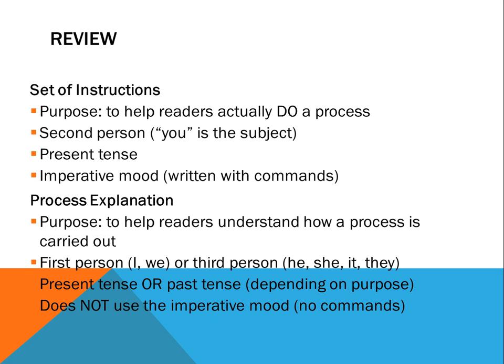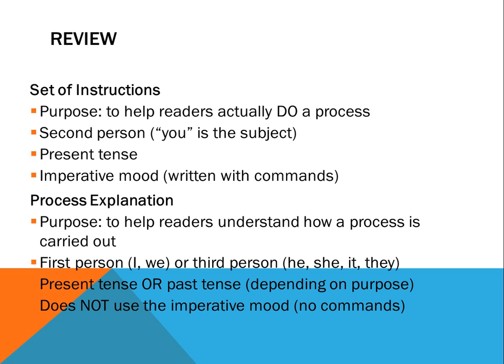On the other hand, we have process explanations, and the purpose of a process explanation is to help readers understand how a process is carried out. So we're not trying to help them actually do a process, but we are trying to help them understand the process further. Process explanations are written either in the first person or the third person. First person, that's I or we, is going to be the subject. In third person, he, she, it, or they is going to be the subject of your sentences.